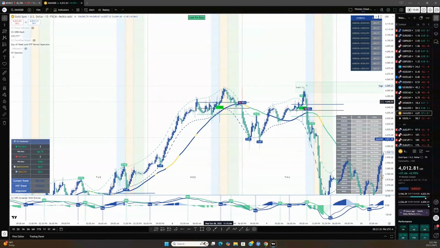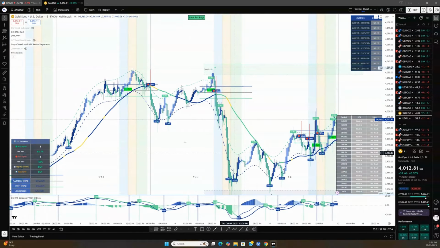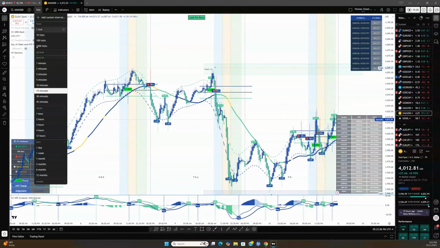Okay, from the morning to the afternoon, 133 pips on gold. That was a winning trading day. Okay, let's see on Thursday. We had a breakout to the downside. Did it follow our rules? Let's go check and see.